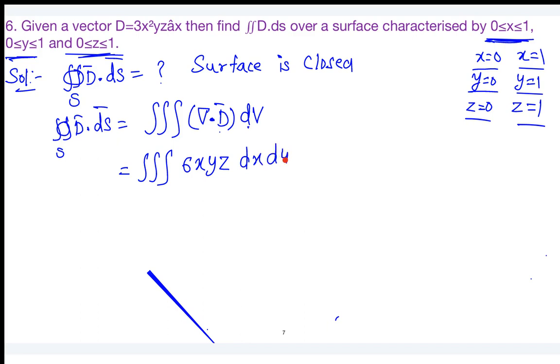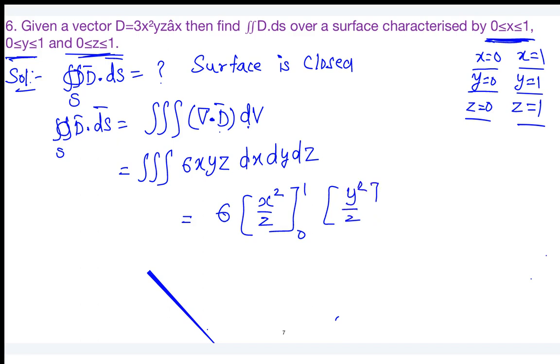Since it is a homogeneous function, you can integrate separately. So the integration of x will be x square by 2. And what are the limits here? You can see x is ranging from 0 to 1. And the y integration will be y square by 2 ranging from 0 to 1. And the z integration also z square by 2 ranging from 0 to 1. So that will be 6 into, straight away, 1 by 2 minus 0. Here also the same thing. So we'll get 6 into 1 by 2 into 1 by 2 into 1 by 2. So the answer will be 6 by 8, or you can say 3 by 4.